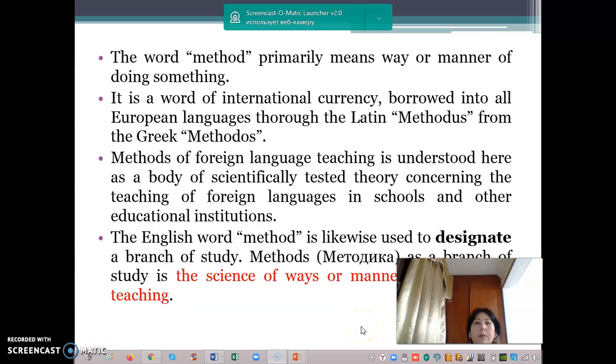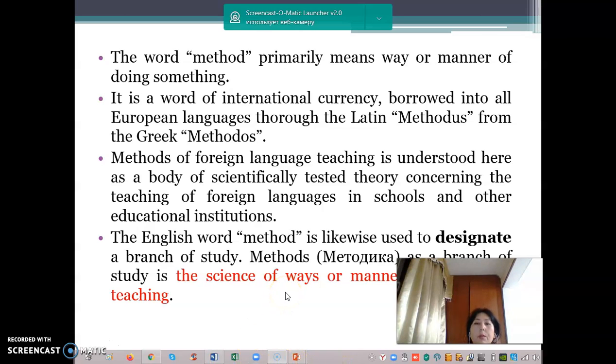The word method primarily means way or manner of doing something. It is a word of international currency borrowed into all European languages, through the Latin methodos from the Greek methodos. Methods of foreign language teaching is understood here as a body of scientifically tested theory concerning the teaching of foreign languages in school and other education institutions.